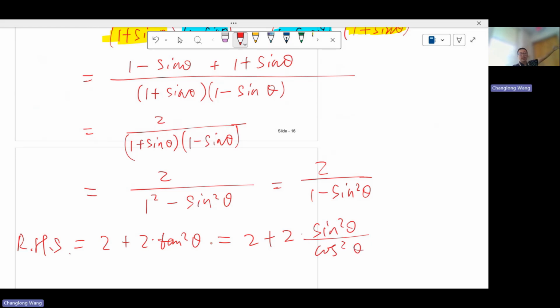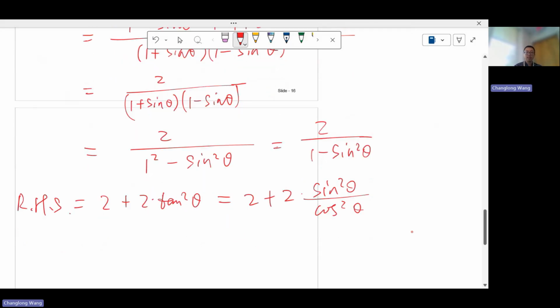Right, are you guys okay with me writing sine squared over cosine squared instead of tangent squared? Right, that's due to the quotient identity. Now, if you're wondering what that 2 is going to do, that 2 is on the side, but it's equivalent to put the 2 on the top with the sine squared, right? It's just 2 times sine squared.